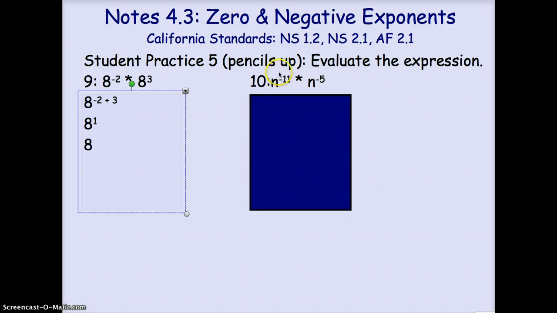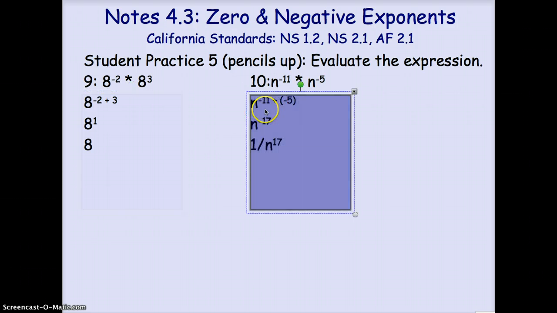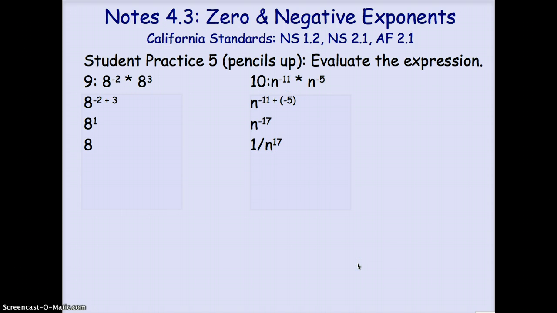This one's a little trickier. I have 2 negatives I'm adding together, so I know my answer is going to be more negative, n to the -17th power when I add them. And of course I can never leave my exponent negative, so I have to turn it into 1 over n to the 17th.